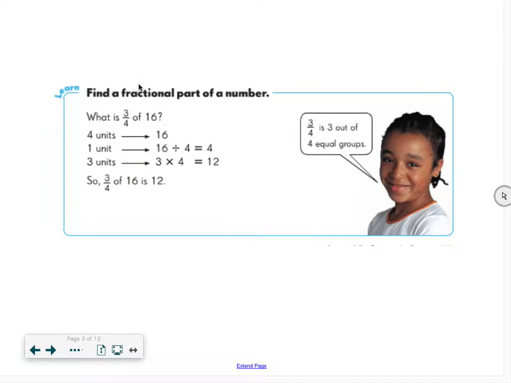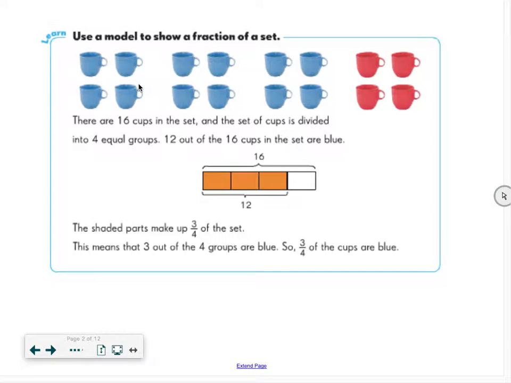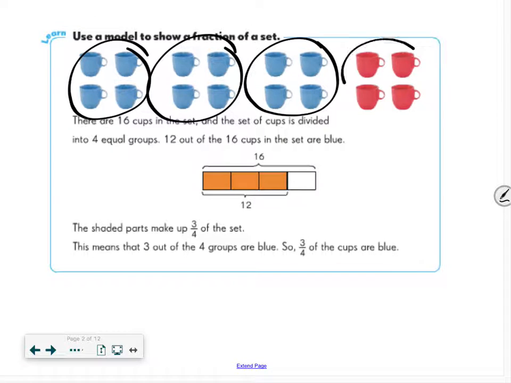So let's start with this one. It says there are 16 cups in the set. So if you look, I see 16 cups. And the set of cups is divided into 4 groups, okay? So here's a group, 2, 3. Here are the 4 groups.